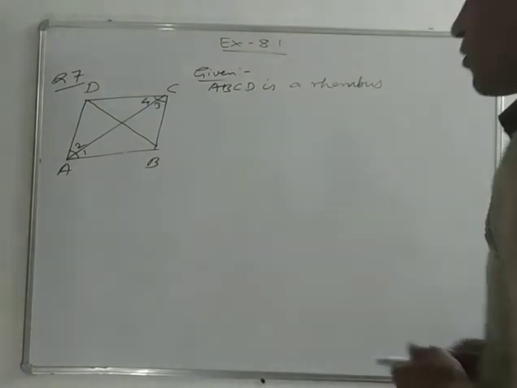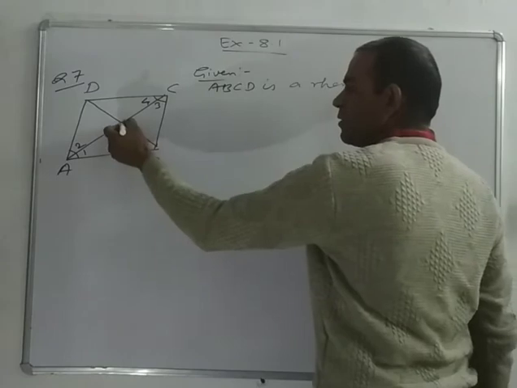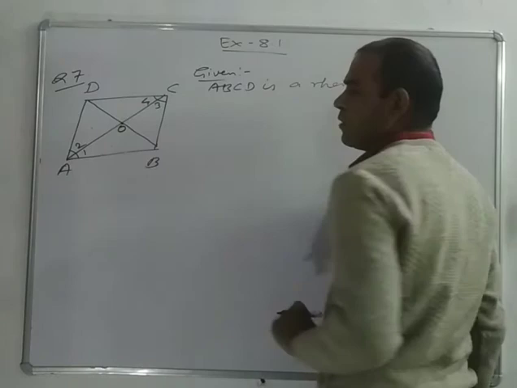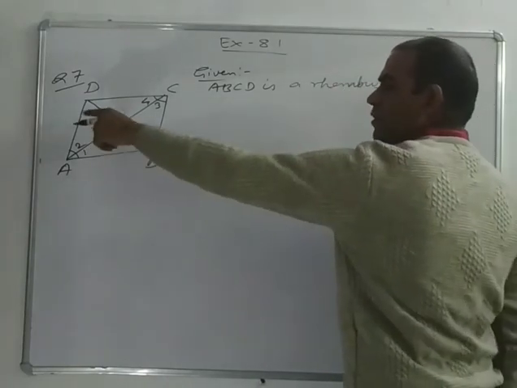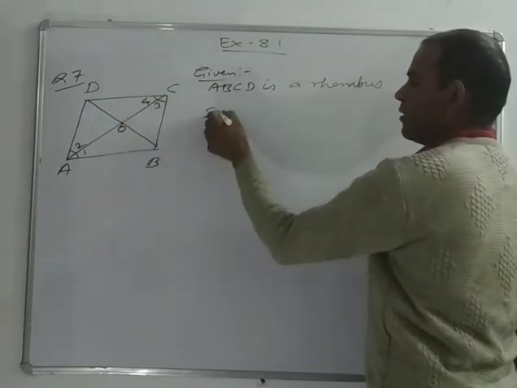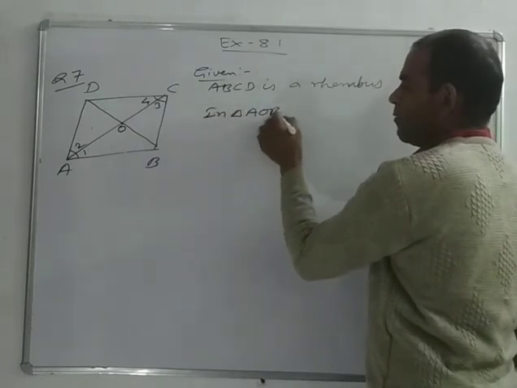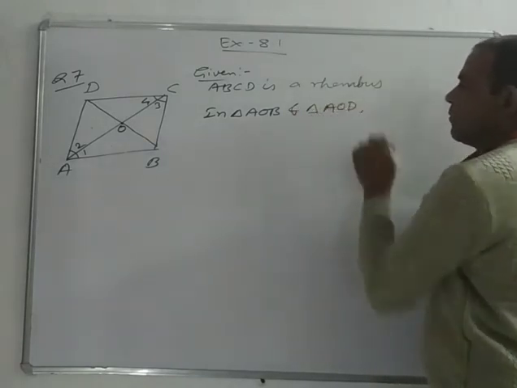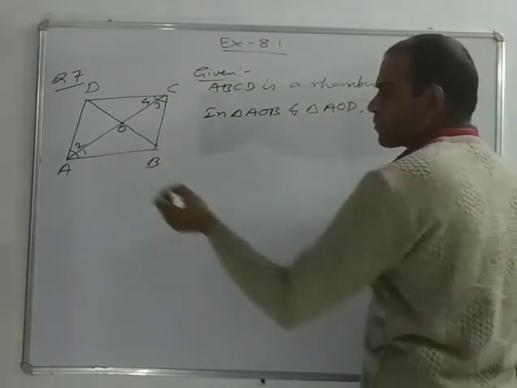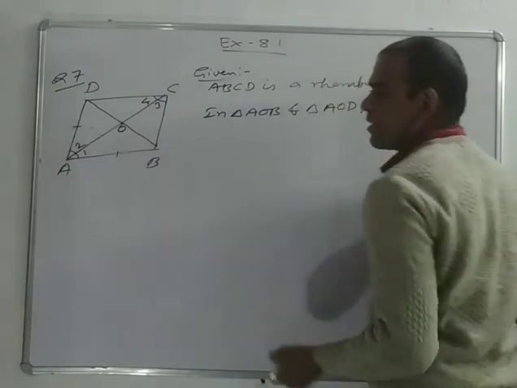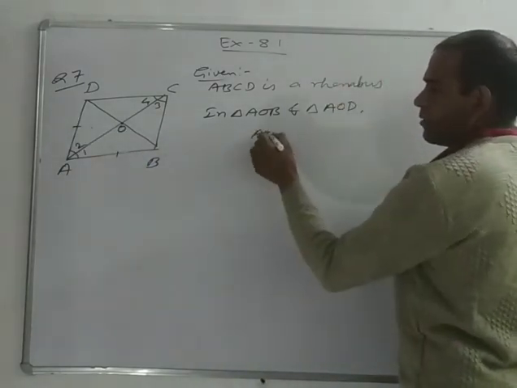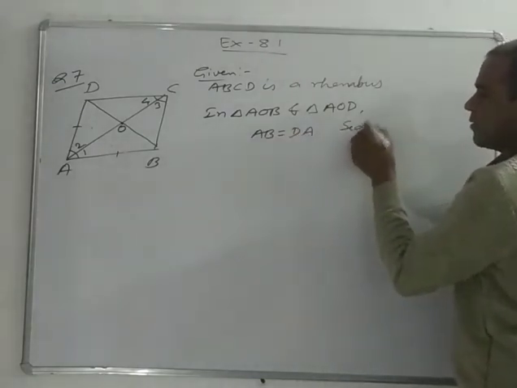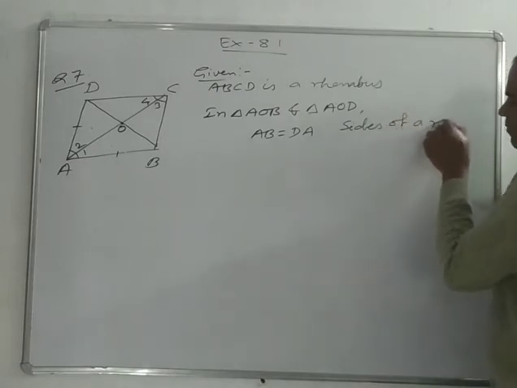Here ABCD is a rhombus, so all sides are equal. So we are taking the two adjacent triangles AOB and AOD. In triangle AOB and triangle AOD, AB equal to AD. Reason: sides of a rhombus.